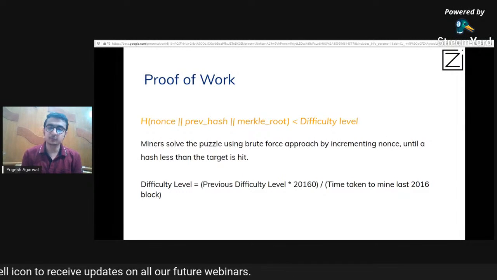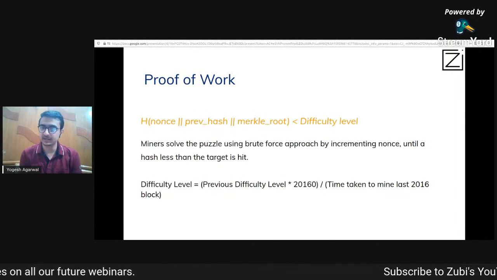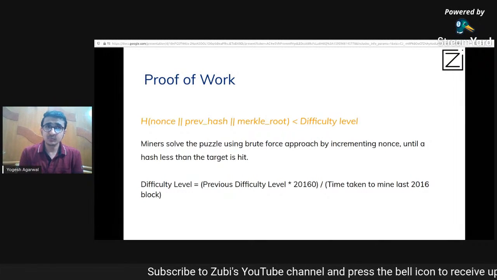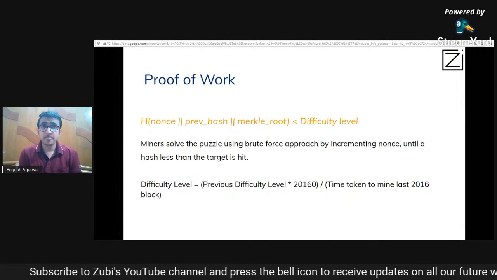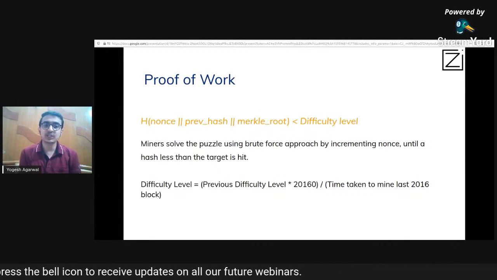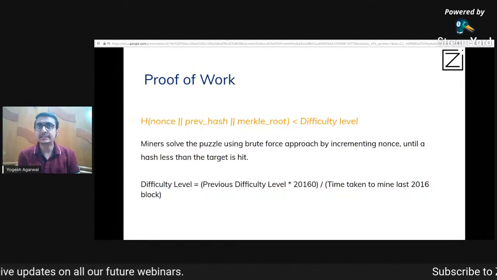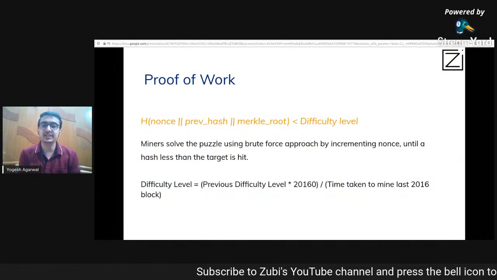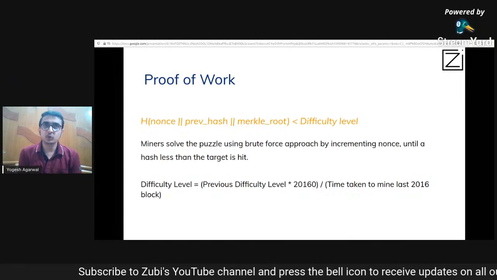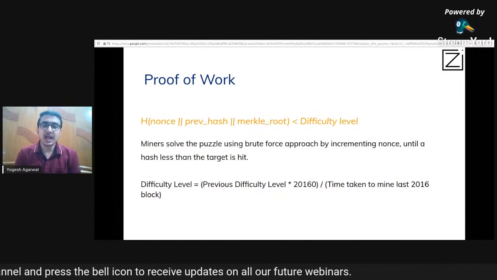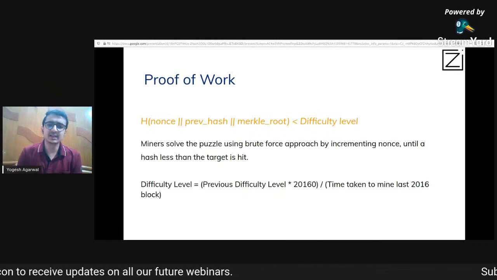Suppose the level number is 100, I'm just taking a random example, and in the other case it is 10. In the case when it is 100, it is much easier to find a value less than 100, because 100 is greater than 10. So there are more values less than 100, right? So the more the value of the difficulty level, the easier it gets to actually find the relevant hash.